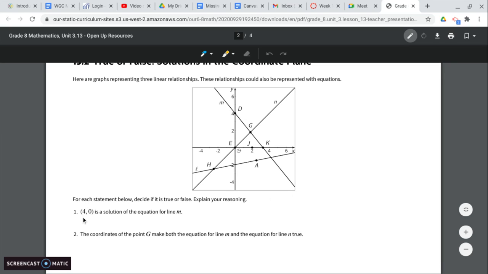Now, 4, 0. Remember, when we have ordered pairs, it's always x, then y. So that means our x value is 4, our y value is 0. So 4, 0 would be this point right here. Does line M go through that point? No. So this is false. It does not go through the point 4, 0. It does go through the point 0, 4.